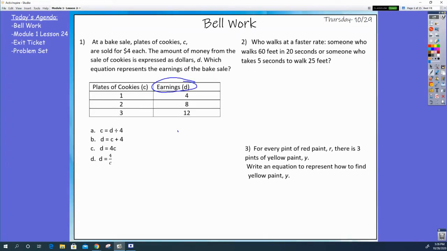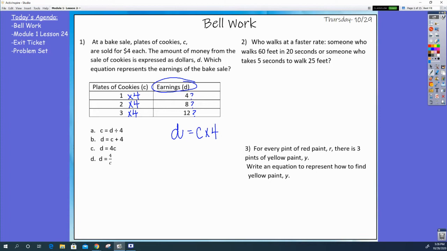Now they gave me the variable D. So how would I get 4, 8, and 12? What do I do with my cookies, which is variable C, in order to get my earnings? So remember, each plate of cookies is $4. So I'm multiplying by 4. So I would do C times 4 to get my earnings.